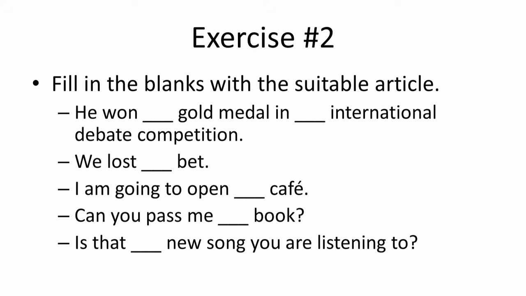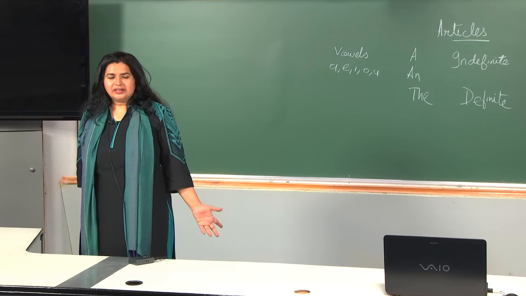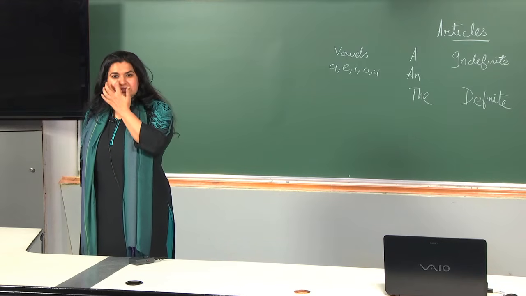Can you pass me the book? Now, he is talking about a very specific book or thing, right? The book. If it were "can you pass me a book?", I will give you any book. You ask me, can you pass me the book? I will have to give you one specific book that you are particularly referring to. Is that the new song you are listening to, or everyone is listening to? So it becomes "the", the song that everyone is listening to.